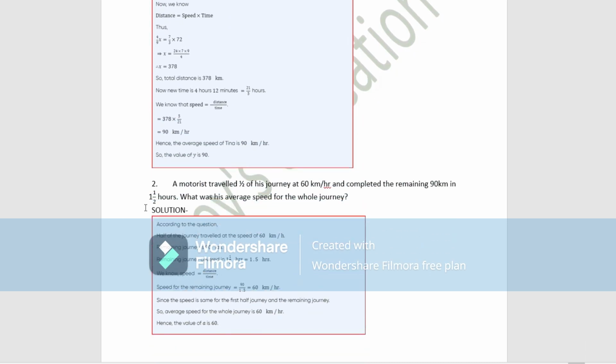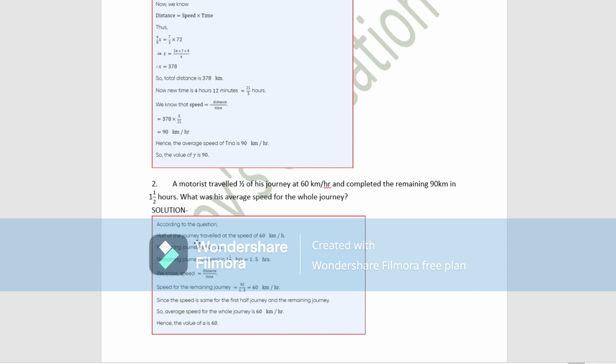Next problem, question 2. A motorist traveled half of his journey at 60 km per hour and completed the remaining 90 km in 1 1/2 hours. What is the average speed of the whole journey? The half of the journey is traveled at a speed of 60 km per hour, and the remaining 90 kilometers is covered in 1.5 hours.